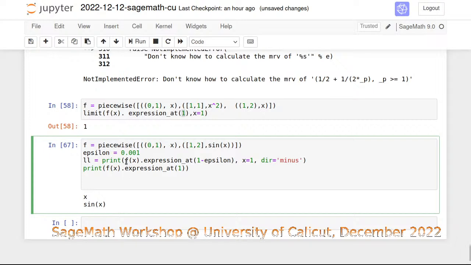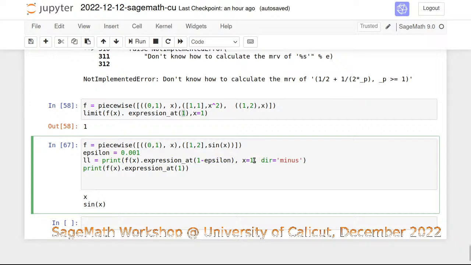You can probably guess that I am taking an arbitrary point which is to the left of 1 at a very small distance, taking epsilon to be very small in such a way that it will not cross the left boundary of that interval, which is 0. Using this command, I will get the expression at 1 minus epsilon to be equal to x. So at x equal to 1, I am trying to evaluate the left limit.